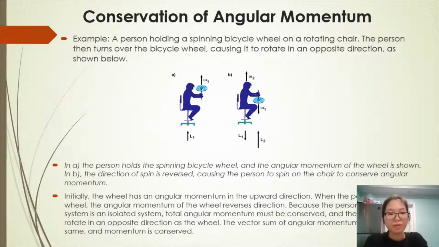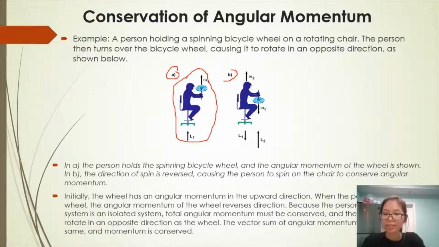One example of conservation of angular momentum is a person holding a spinning bicycle wheel on a rotating chair. In the first case, a person holds a spinning bicycle wheel, and the angular momentum of the wheel is shown like this. And in case B, the direction of the spin is reversed, causing the person to spin on the chair to conserve the angular momentum as well.